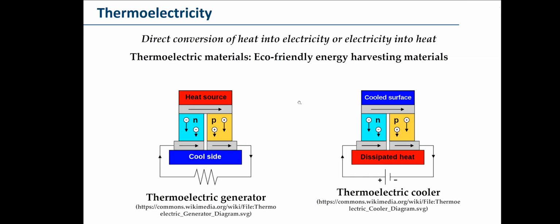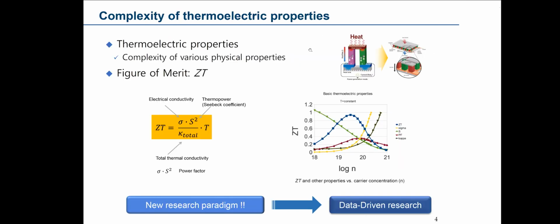I'm going to talk about thermoelectric materials today. Thermoelectricity is the direct energy conversion of heat into electricity, or electricity into heat. Thermoelectric materials are known as the best eco-friendly energy harvesting materials. However, it's difficult to develop new thermoelectric materials because their thermoelectric property is a complex of various physical properties. The maximum efficiency of the conversion from heat to electricity is determined by the figure of merit, ZT.